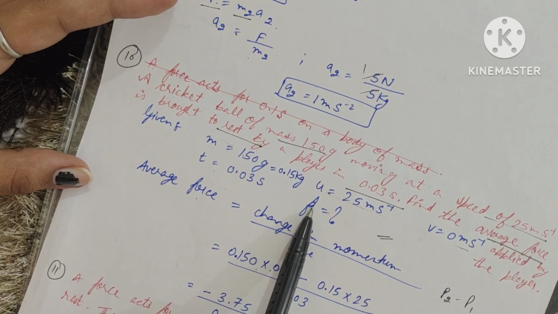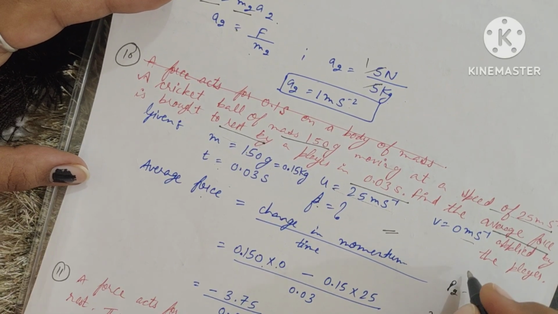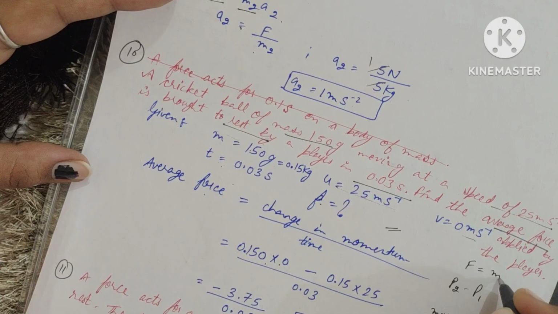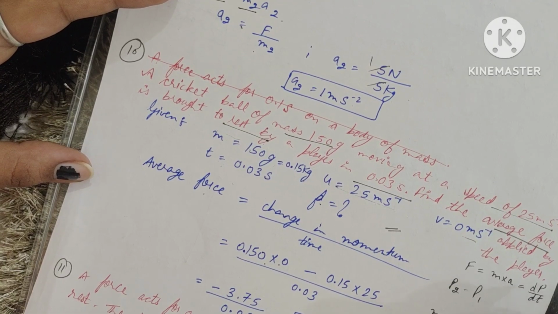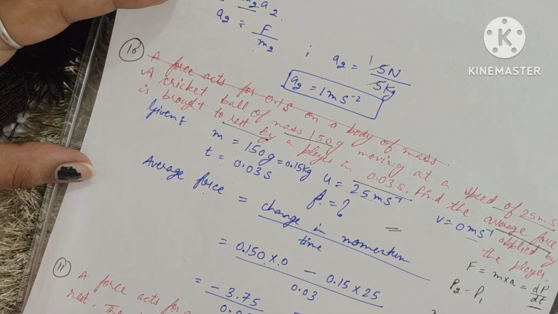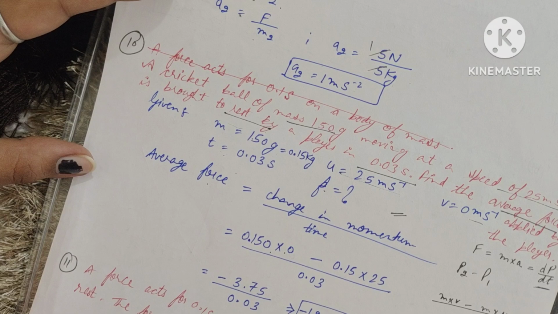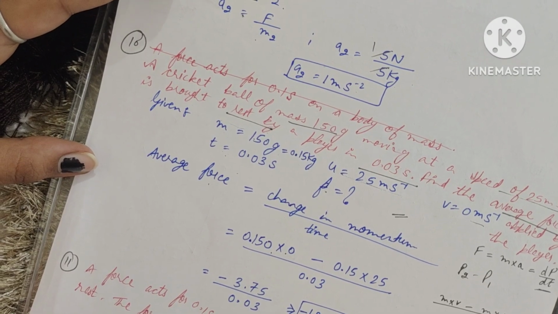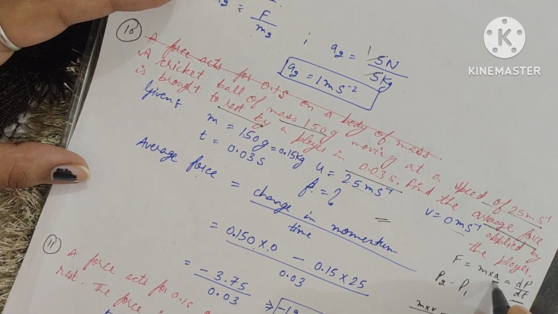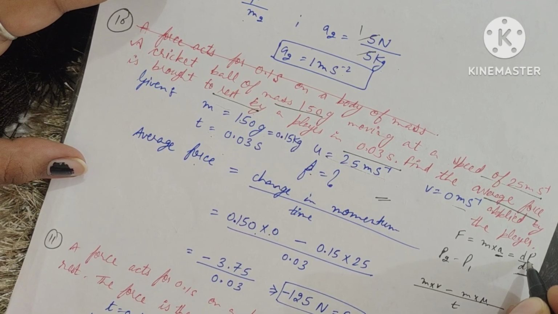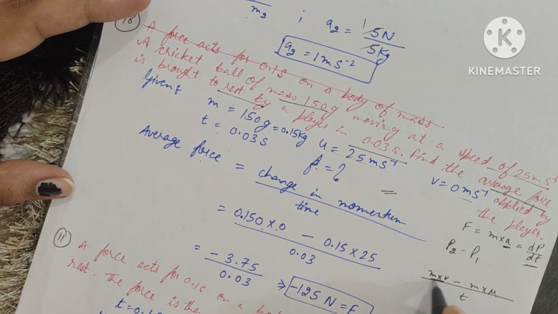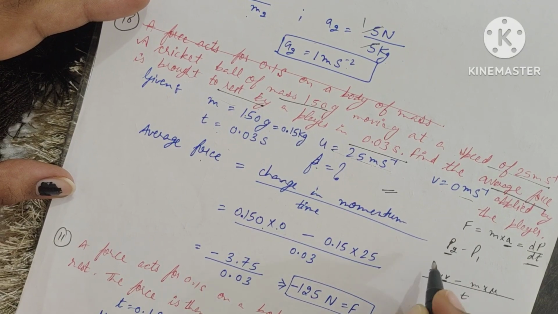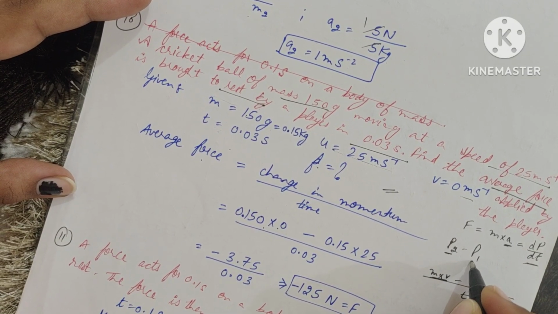What is the formula for the average force? Simply the formula for the force is F is equals to M into A, or we know it is the rate of change of momentum. So we can easily do the rate of change of momentum here. How? Because the value of acceleration is not given to us. What is the change in the momentum? It is the final momentum P2 minus the initial momentum P1.